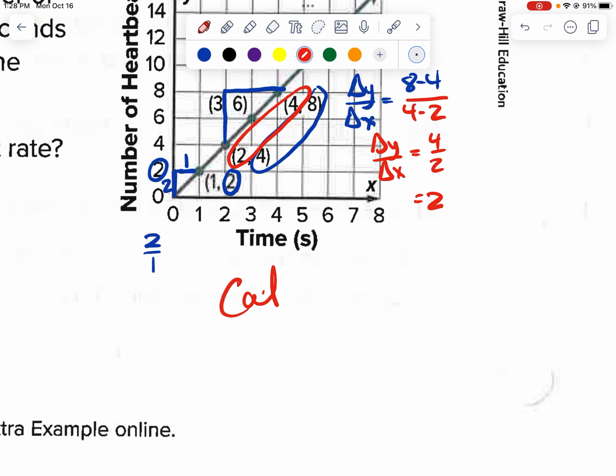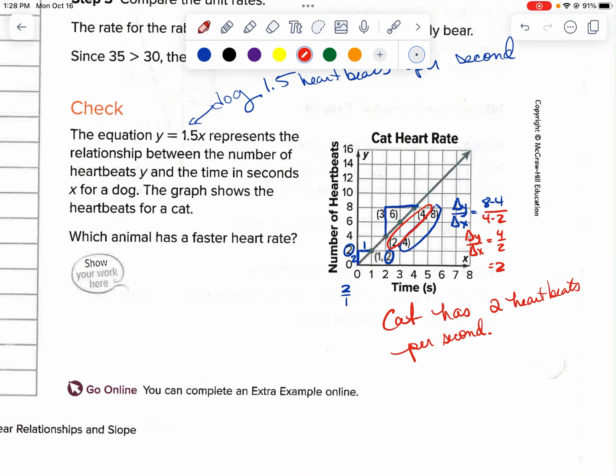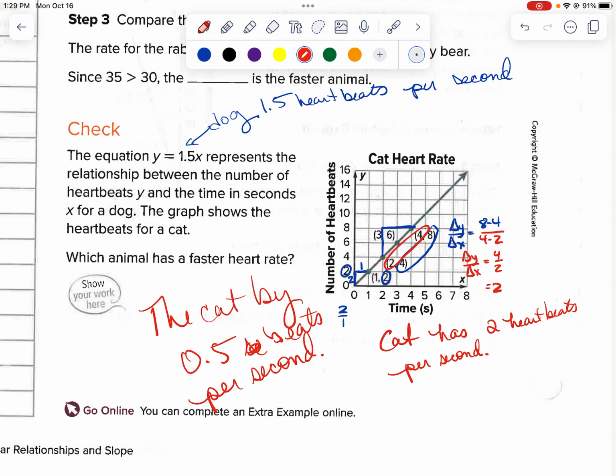So for a cat, 2 heartbeats per second. Okay, and it says which animal has the faster heartbeat? The cat, by 0.5 beats per second. Awesome.